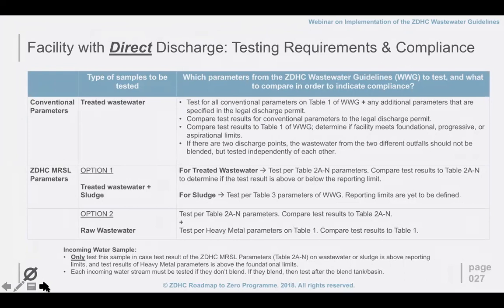So specifically, to talk about how the standard is applied to a direct discharge facility and the testing requirements. For conventional parameters, if you look at this wastewater standard, that is parameters such as biological oxygen demand, chemical oxygen demand, pH. Those are generally known as conventional parameters, and you'll see a list in the standard. For conventional parameters, treated wastewater must be tested for all the conventional parameters that are on Table 1 in the wastewater guidance, plus any additional parameters that are specified in a legal discharge permit.